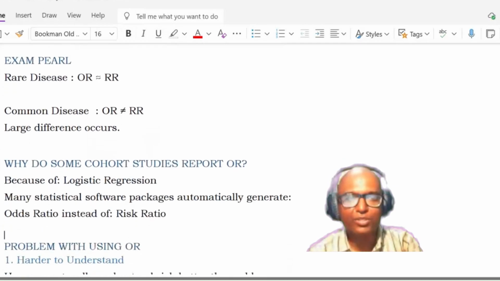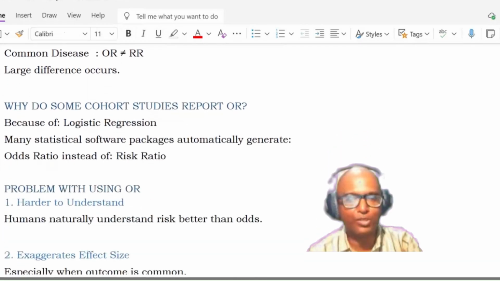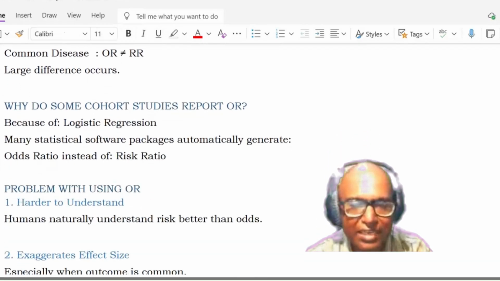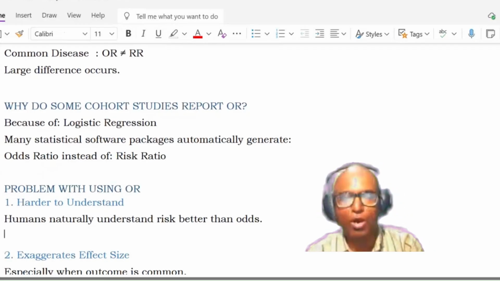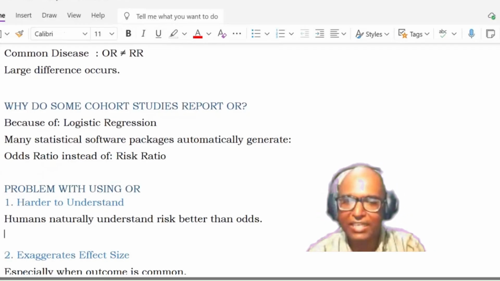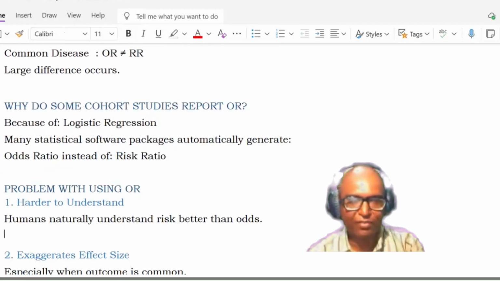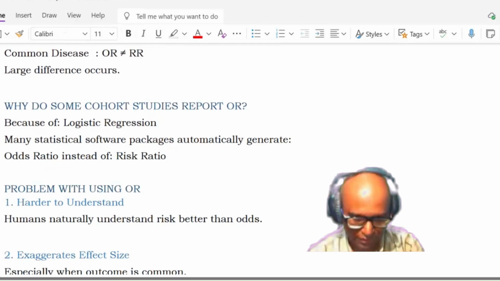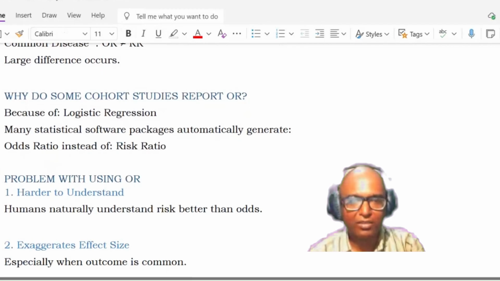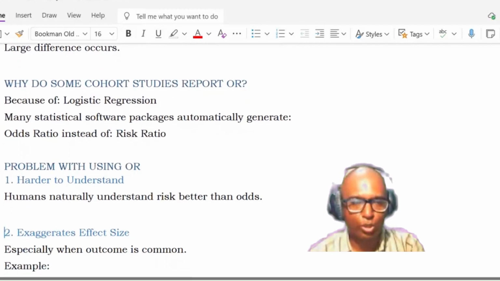Okay, so why do some cohort studies report the odds ratio? Some cohort studies can also report the odds ratio, but a cohort typically will give you the incidence. This is mainly because of logistic regression. Many statistical software packages automatically generate the odds ratio instead of the risk ratio. So the incidence actually gives us the risk ratio, but because of the software, they may give the odds ratio also.